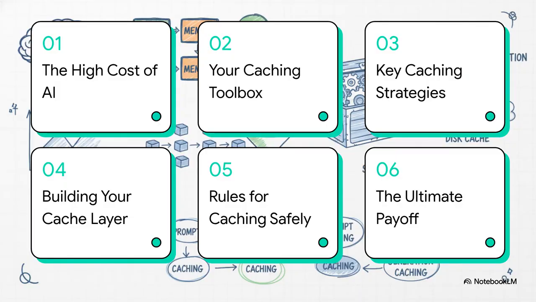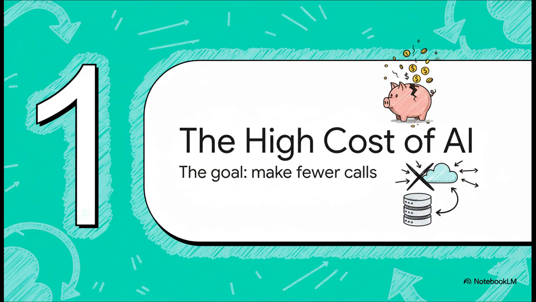All right, here's the game plan for the day. First, we're going to talk about the high cost of AI. Then we'll pop open our caching toolbox. After that, we're doing a deep dive into 5 key strategies. We'll also get our hands dirty with the practical side of building a cache layer, talk about how to do it safely, which is super important, and then we'll finish up by looking at the amazing payoff. All right, let's jump right in.